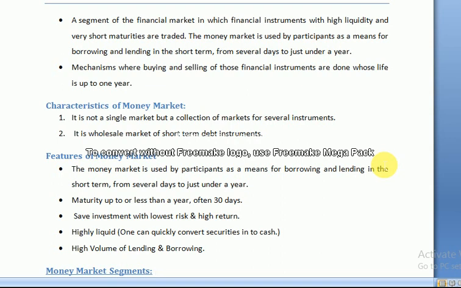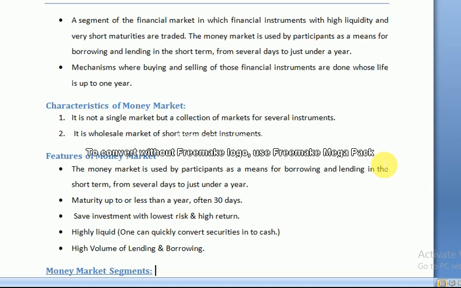Here, those instruments are traded whose maturity is not more than 1 year. Maybe your maturity is 30 days, 1 month, 2 months, 3 months, 6 months, 9 months, but not more than 12 months. But keep in mind, mostly a large volume of such securities that have maturity up to 1 month are traded.